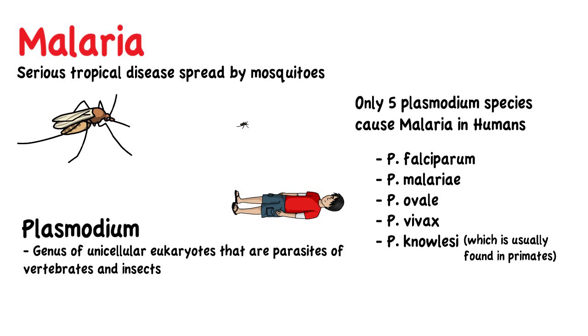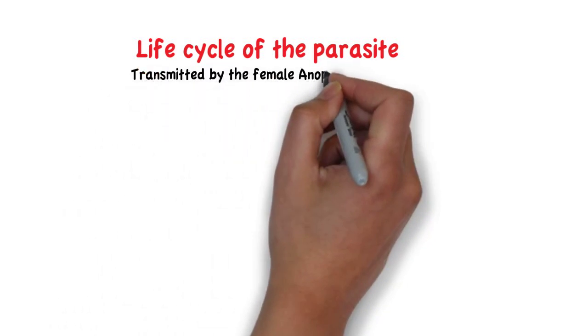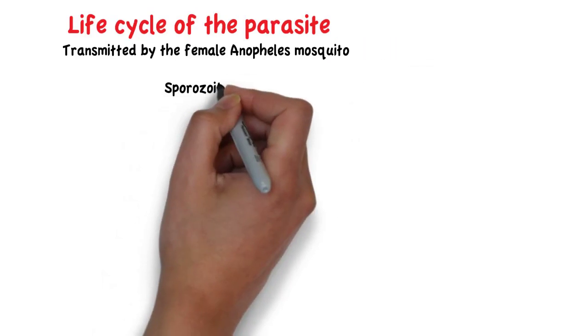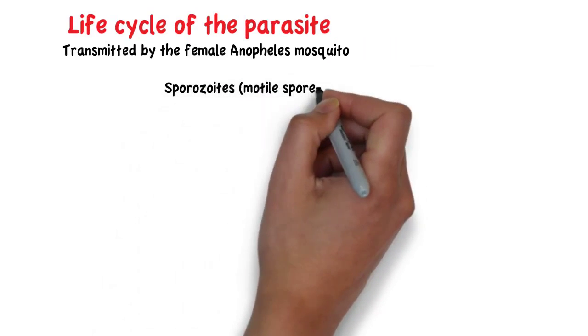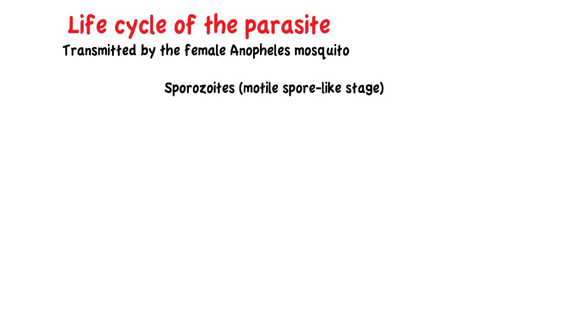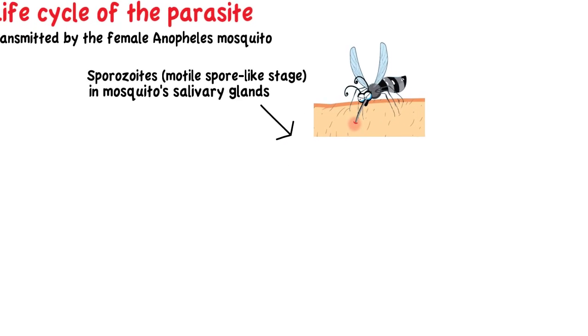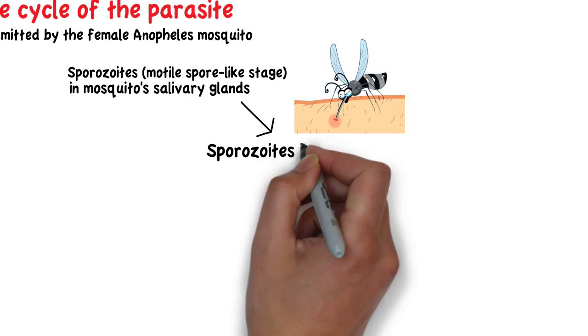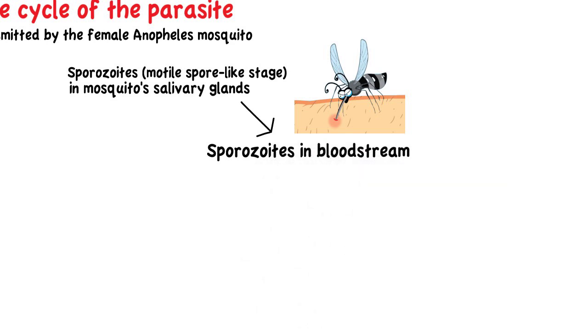To understand the pathophysiology of malaria, we will first describe the life cycle of the parasite. So, the malaria parasite is transmitted by the female Anopheles mosquito. The parasite resides as sporozoites, which is a motile, spore-like stage in the life cycle of Plasmodium, in the mosquito's salivary glands. And when this mosquito bites someone, the sporozoites are spilled into the bloodstream.